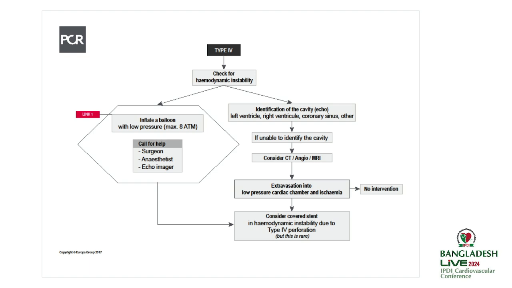So the guideline says in type 4 perforation, we check for hemodynamic instability. We initiate a low pressure balloon and call for a surgeon for urgent CABG if needed. And in our case, we identified that the cavity was the LV, and the patient was hemodynamically stable. So this is a low pressure cardiac chamber, and no intervention is required. And we stopped the procedure there. So this is type 4 perforation.